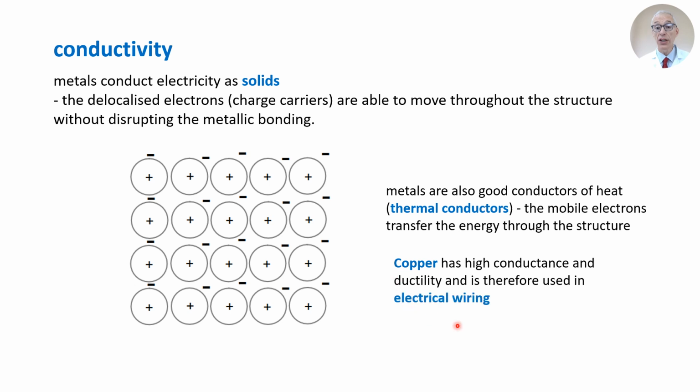Okay, it's used in electrical wiring. You may or may not know that. So unpeel an electrical wire, you will see the distinctive color of copper. Very high conductance, easily pulled into wires. It's the metal of choice for everyday electrical wiring.